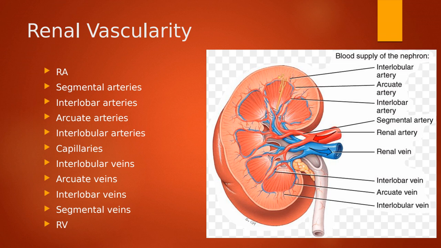So the capillary beds are going to drain into the interlobular veins. Those are going to converge together to form the arcuate veins. Those are going to converge together to get even bigger and form the interlobar veins. Again, those are converging with themselves to form the segmental veins and then out through the renal vein. So the arteries, they start bigger and get smaller. And then the veins, they start small and get bigger as they join together to drain out that kidney.